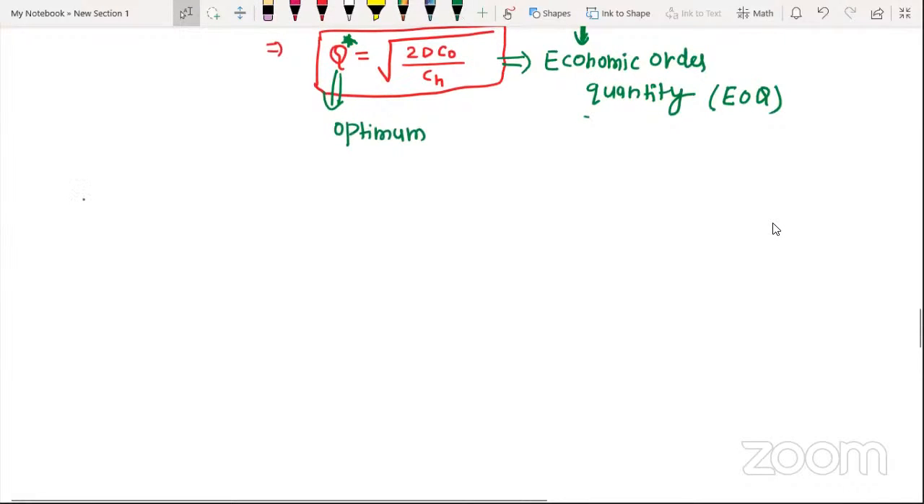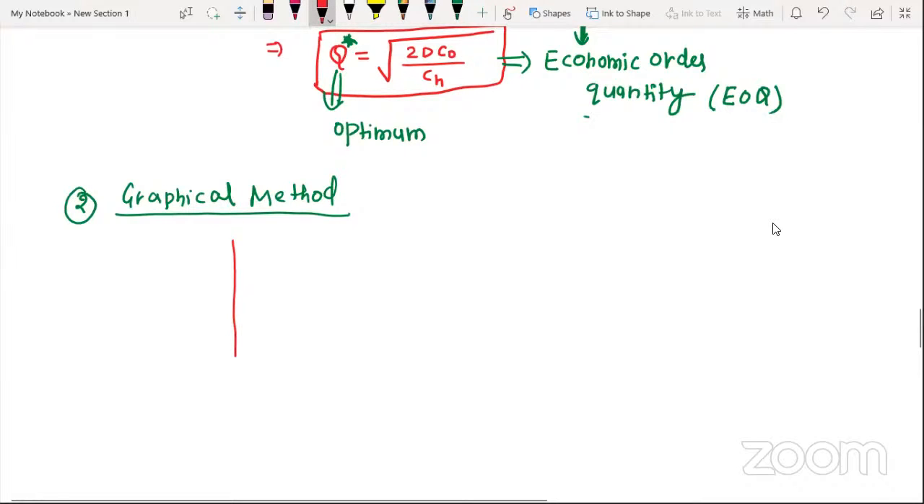The second method is the graphical method. So what I am going to do is draw a graph between cost and quantity. On the y-axis we have kept cost and on the x-axis we have kept quantity. So a graph between cost and quantity has been drawn.